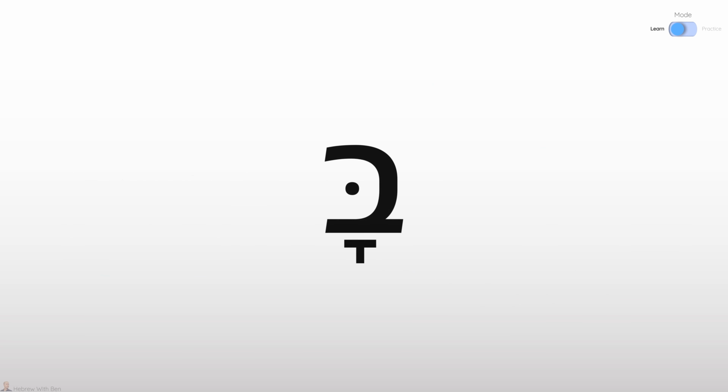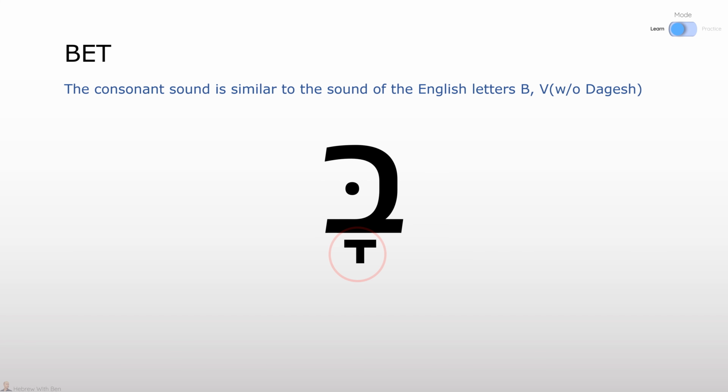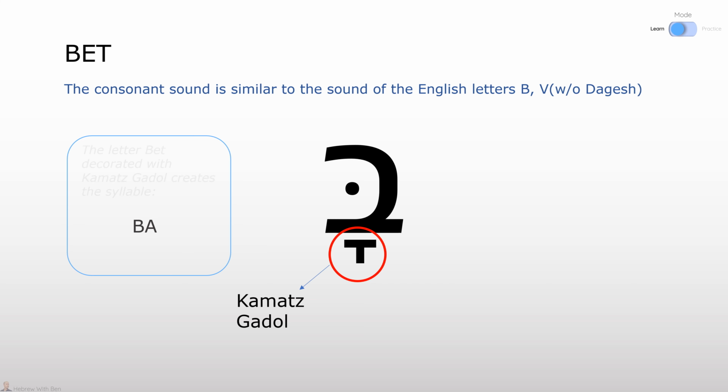Take a moment to look at the letter Bet on the screen. You should recognize it. The Kamatz is underneath the letter. It is important to be able to tell the Nikud sign and the consonant apart. Following the same principle, the letter Bet with Kamatz Gadol gives us the syllable Ba. Ba.